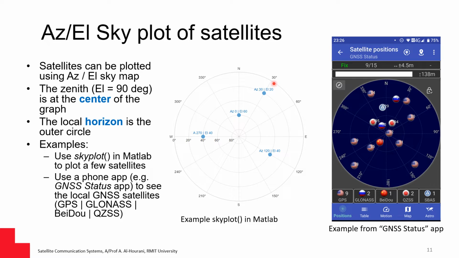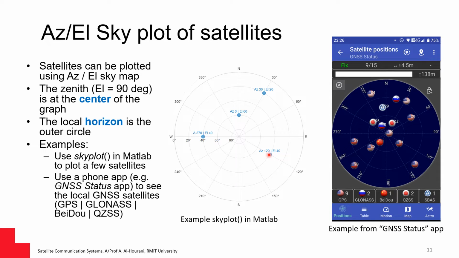So the angular distance from the horizon, this circle represents the horizon. And as you go away from the horizon, we have 0, 20 degrees, 40 degrees, 60 degrees, and finally here we have 90 degrees. So this point represents the zenith, meaning if you have a satellite at this point, it is right above your head. Let's take another example. This satellite is at an azimuth of 120 degrees and an elevation of 40 degrees.